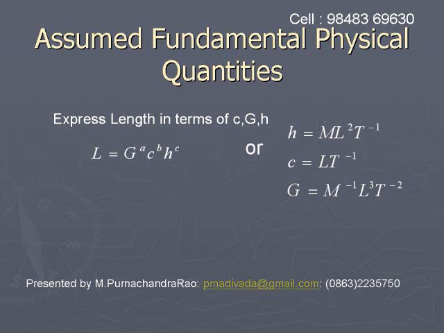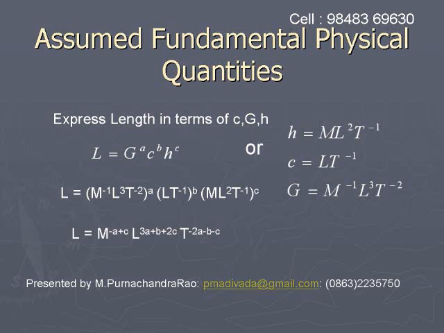Let us substitute these dimensional relations, then we get L is M to the power of minus 1, L to the power of 3, T to the power of minus 2 whole power a, into L T to the power of minus 1 whole power b, M L square T to the power of minus 1 whole power c.